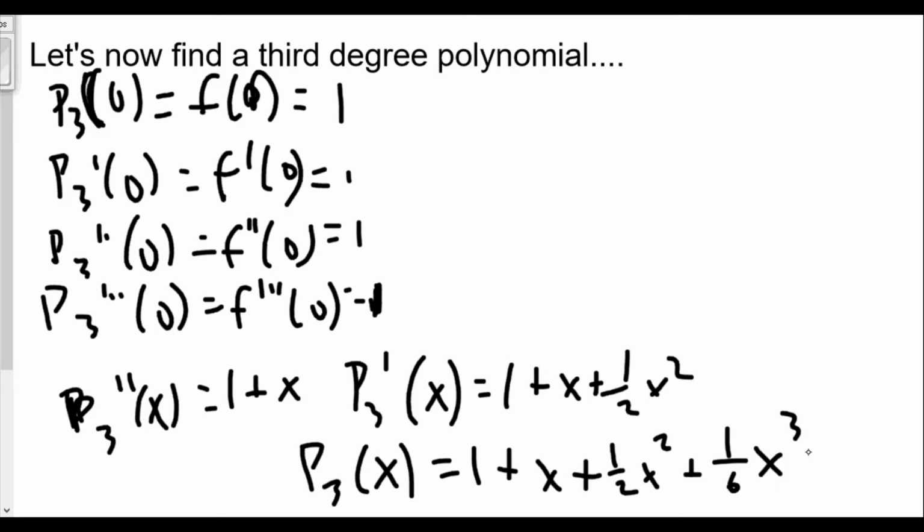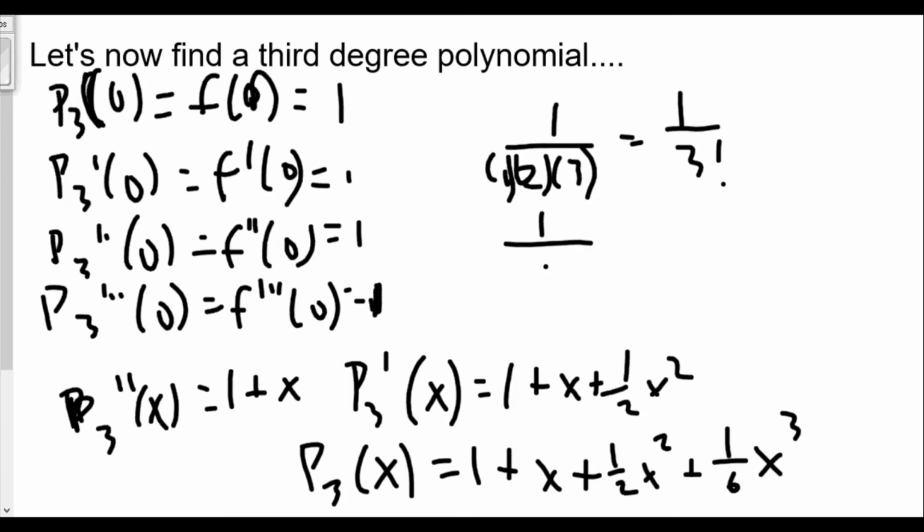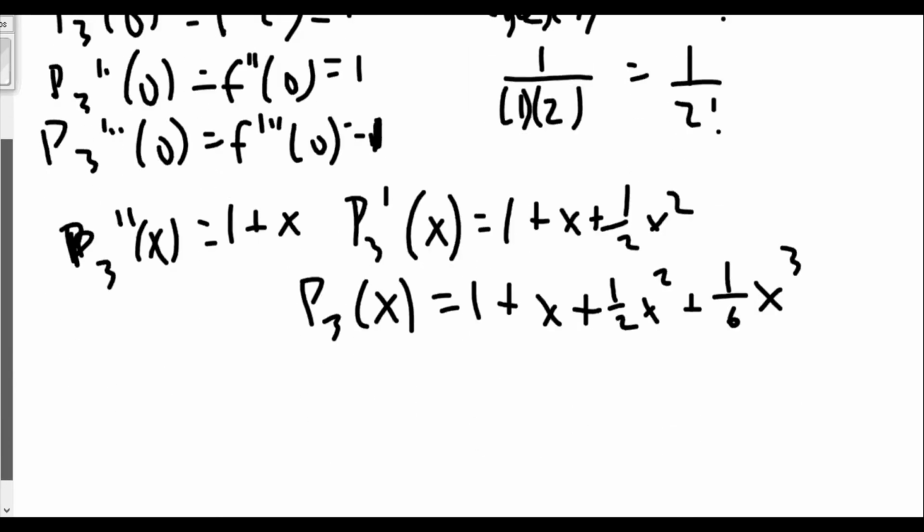Okay, now what happens is this: we see the 1 and the 1/2 and the 1/6, they're not random. The 1/6 really is 1 over 3 times 2 times 1, which is 1 over 3 factorial. And the 1 over 2 is the same as 1 over 2 times 1, which is 1 over 2 factorial. I mention this because we'll see that we keep expanding with the same pattern, instead of writing it out in this manner.